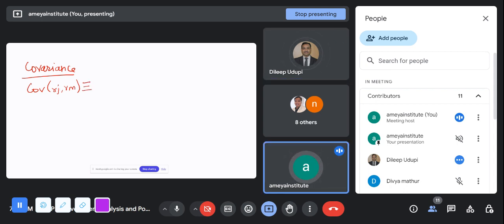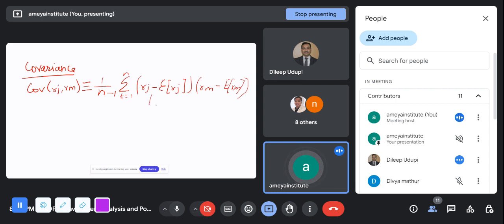So covariance between Rj and Rm can be rewritten like this: 1 divided by n minus 1, times the summation from t equal to 1 to n. It's a covariance between two assets, one is stock and one is market. So we say Rj minus expected return on Rj, this is the stock, and then Rm minus expected return on Rm, the market.